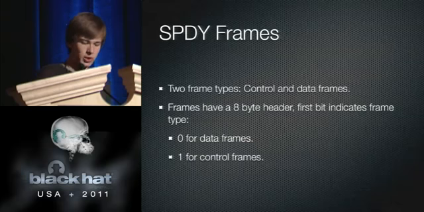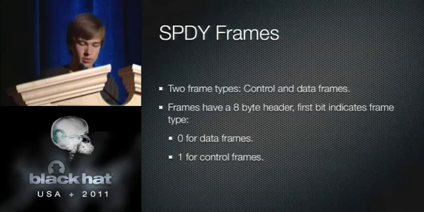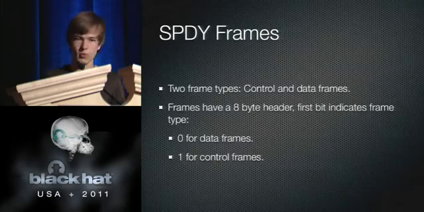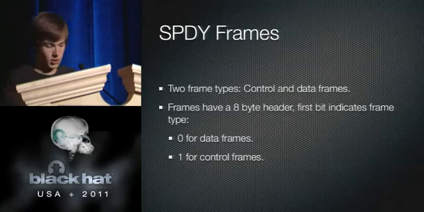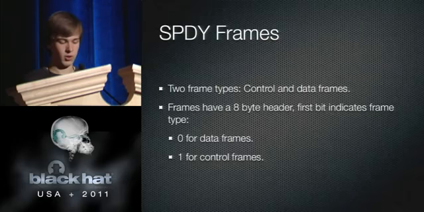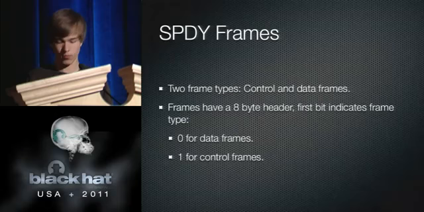So to the framing layer, there are two different frame types in SPDY. One is the control frames and one is the data frames. Each frame consists of an 8-bit identification header, and the first bit on that header determines the type of the frame. 0 is for data frame and 1 is for control frame.